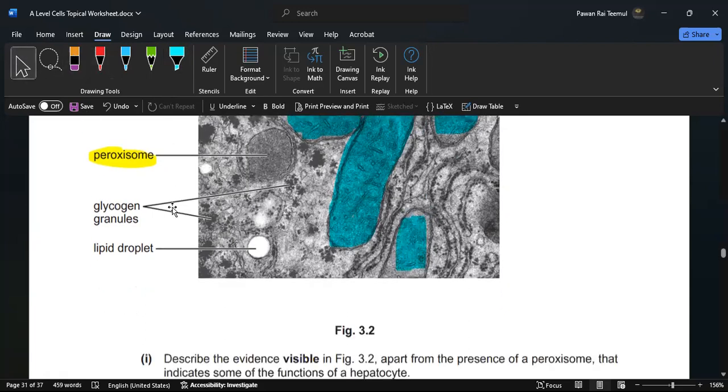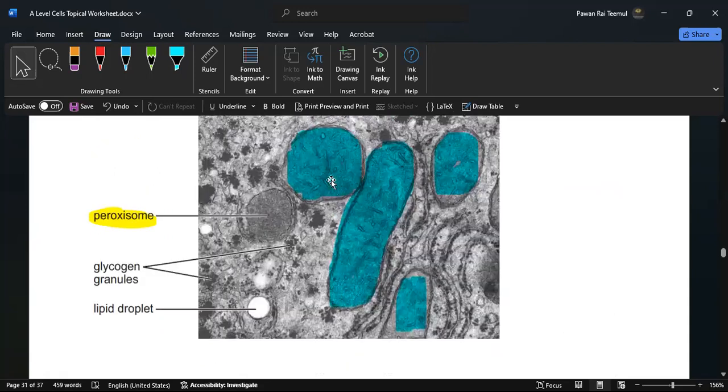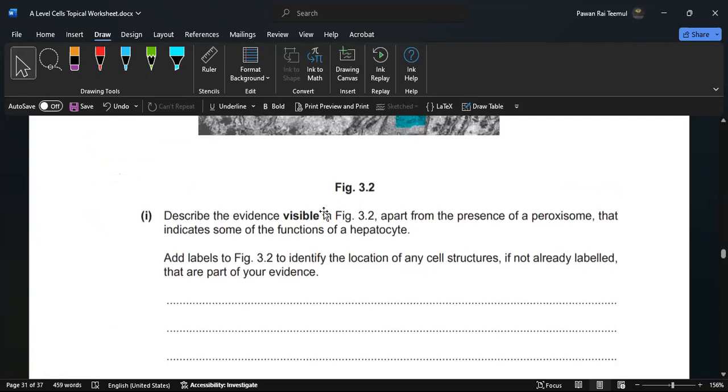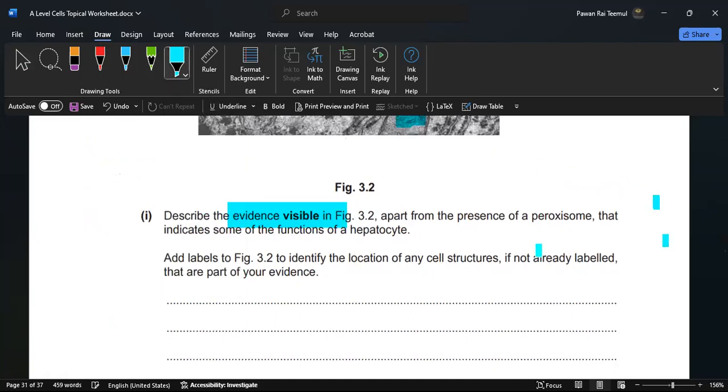Okay, now lipid. Describe the evidence visible, apart from the presence of peroxisome, that indicates some of the functions of a hepatocyte. So visibly, we can see a lot of mitochondria. Add labels to identify the location of any evidence.